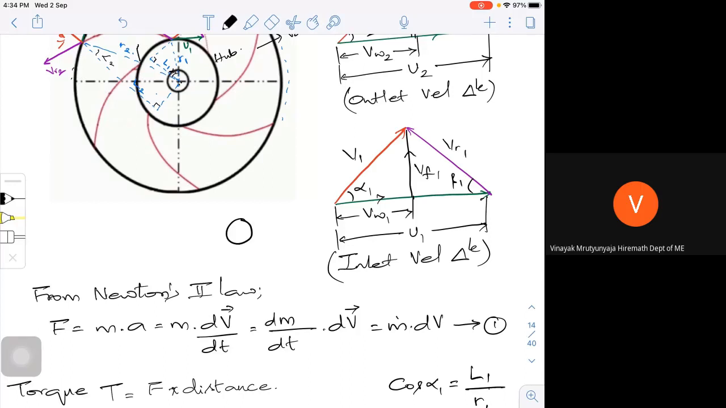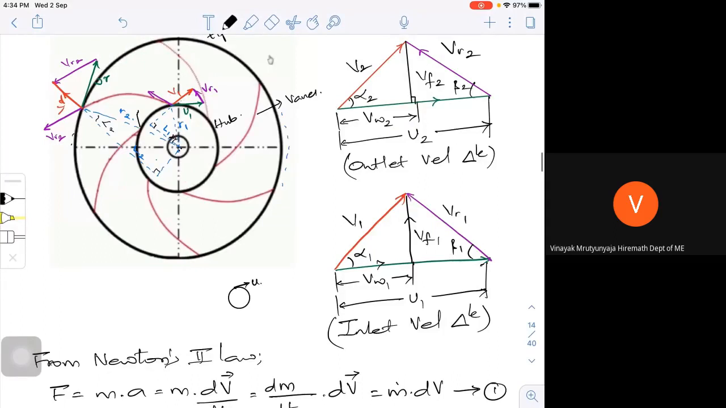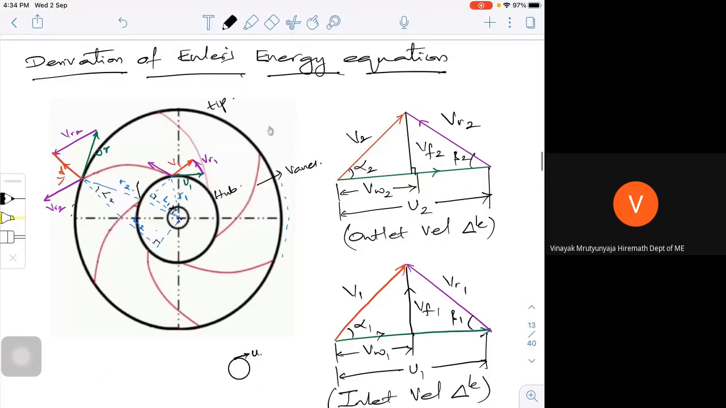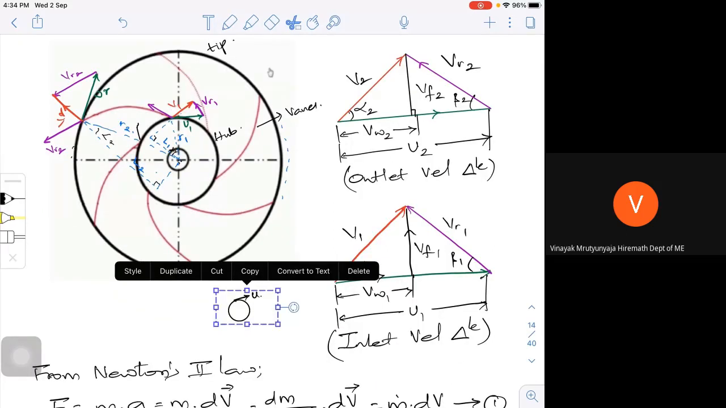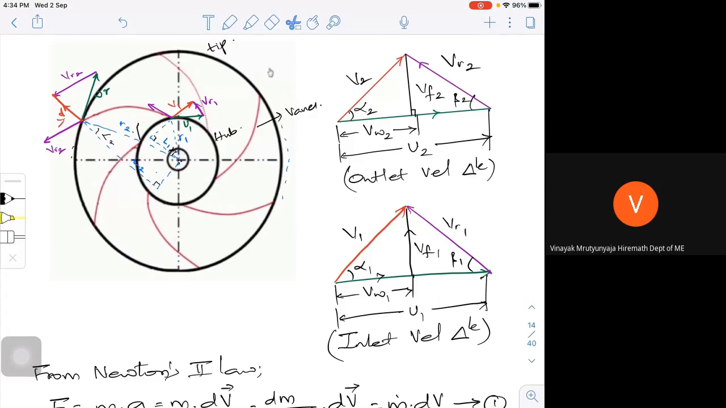Fine. Your u is always tangent to it. If it is inner, it will be u1. If it is outer, it will be u2. Is that clear? It's always tangent like this. It's a tangential component, and you know the formula is pi d n by 60, or 2 pi n into r by 60. You know that formula.